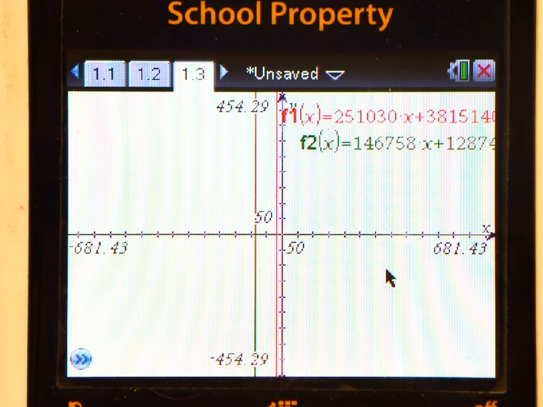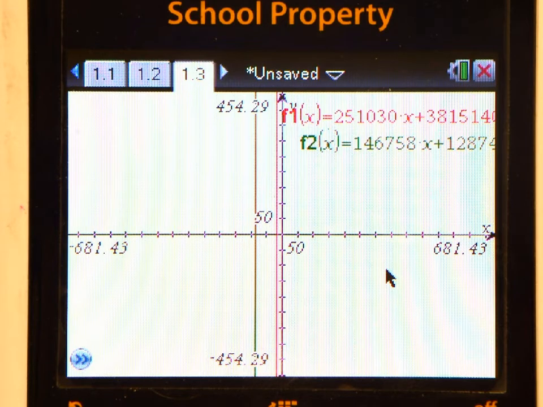The reason they look so vertical is why? Yeah, because the slope is so steep. We're talking about 251,000 over 1. So it goes up 251,000 before it even goes over 1 unit to the right. So no matter what I do, this is going to just look like vertical lines if I zoom out like this.